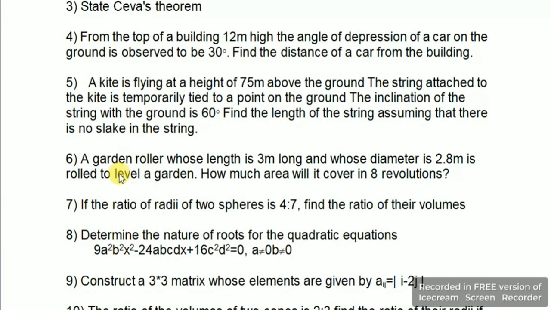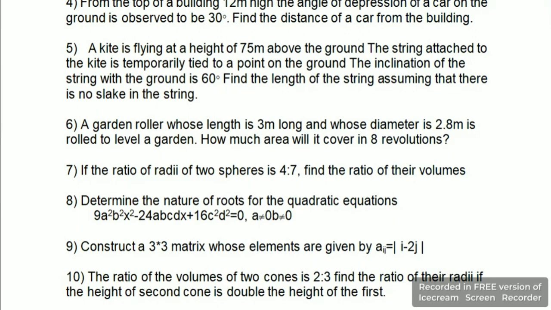Sixth question, a garden roller whose length is 3 meter long and whose diameter is 2.8 meter is rolled to level a garden. How much area will it cover in 8 revolutions? Seventh question, if the ratio of radii of two spheres is 4:7, find the ratio of their volumes. Eighth, determine the nature of roots for the quadratic equation 9a square b square x square minus 24abcd x plus 16c square d square equal to 0, a not equal to 0, b not equal to 0.